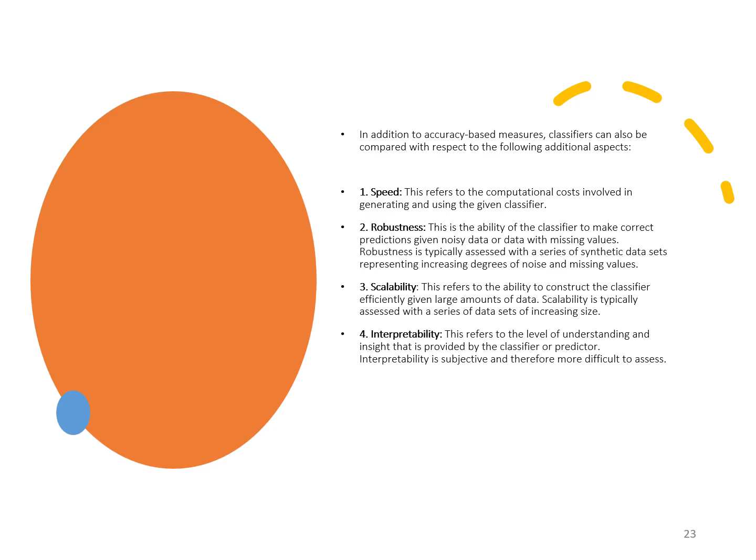In addition to accuracy-based measures, classifiers can also be compared with respect to the following additional aspects. One is speed. Robustness is the ability of the classifier to make correct predictions. Scalability refers to the ability to construct the classifier efficiently given large amounts of data. Interpretability refers to the level of understanding and insight that is provided by the classifier.